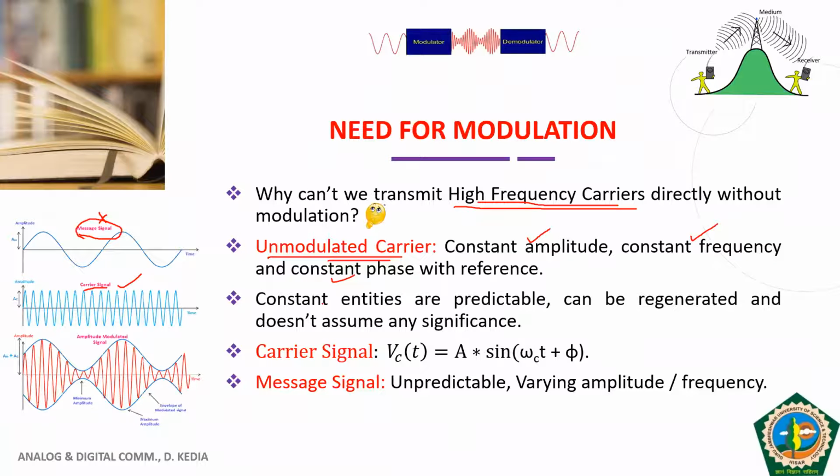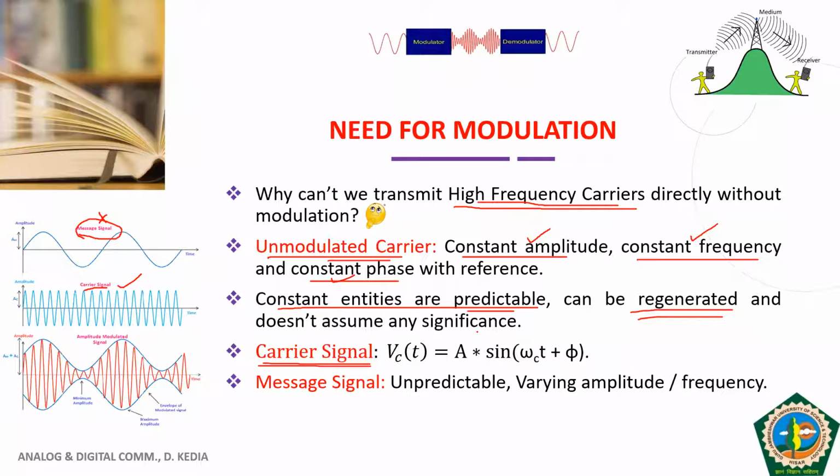But if I tell you that I have a sinusoidal signal of frequency, say, 1 kilohertz, having amplitude 1 volt, then everything is known about the carrier signal, because its amplitude is fixed, its carrier frequency is fixed, its phase is fixed. Information is variable, information is unpredictable, the information's frequency changes, its amplitude is changing, but for an unmodulated carrier, we have constant amplitude, constant frequency, constant phase, and constant entities are predictable. Constant entities can be regenerated.